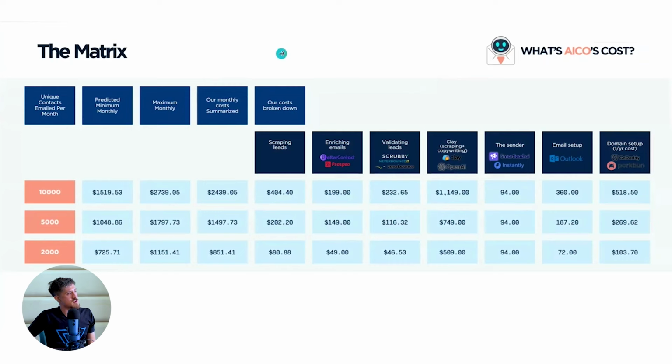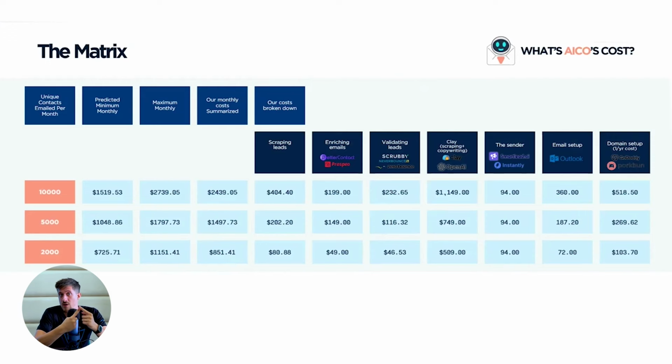This column right here shows our monthly costs at different sizes of campaigns. If we're going to be running a single campaign at 2,000 emails per month, it's going to cost us around $851. This is based on our internal calculations and historical data. If we're going to be running a campaign of 10,000 emails sent per month, that's going to cost us closer to $2,439.